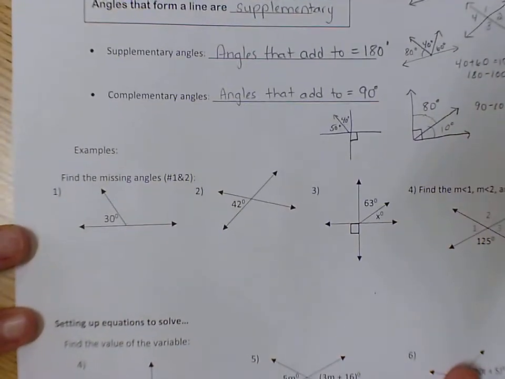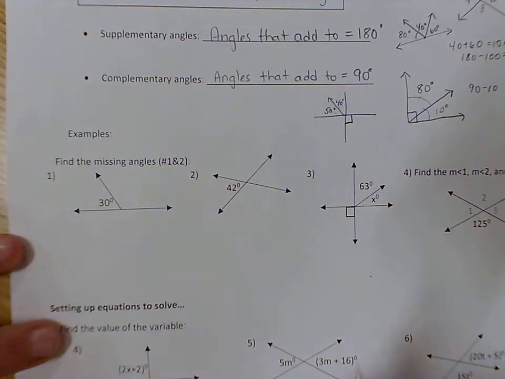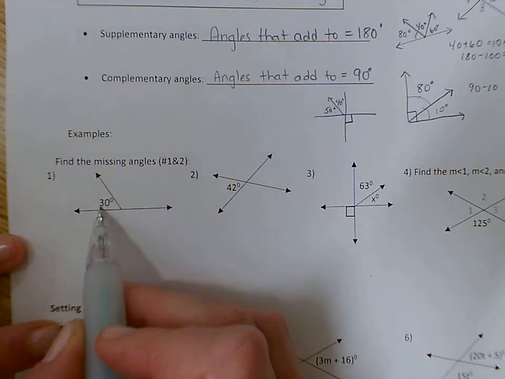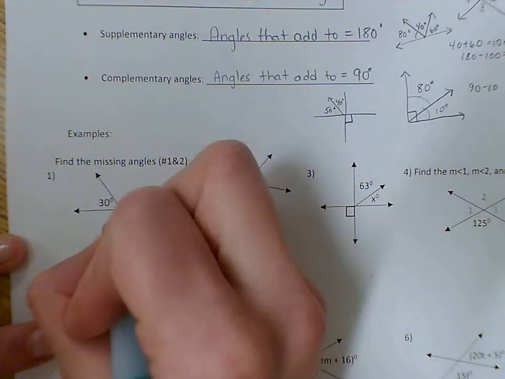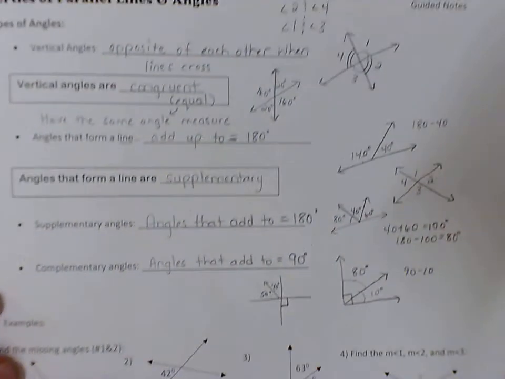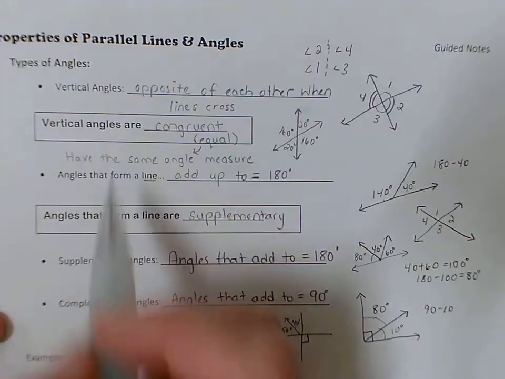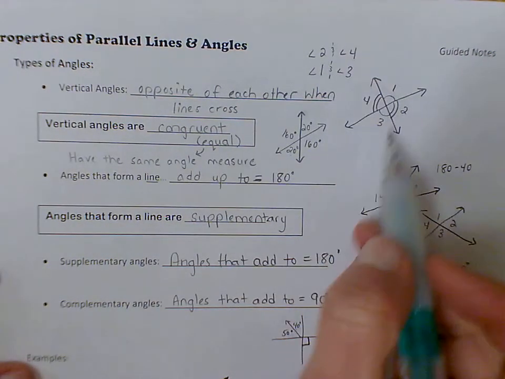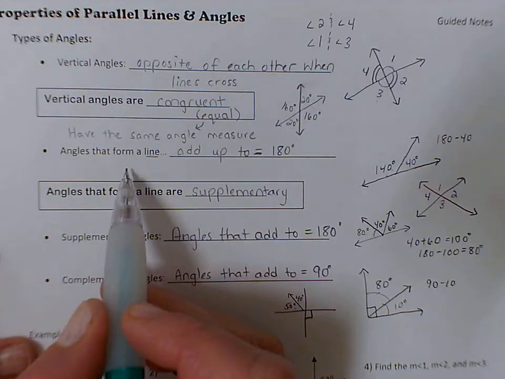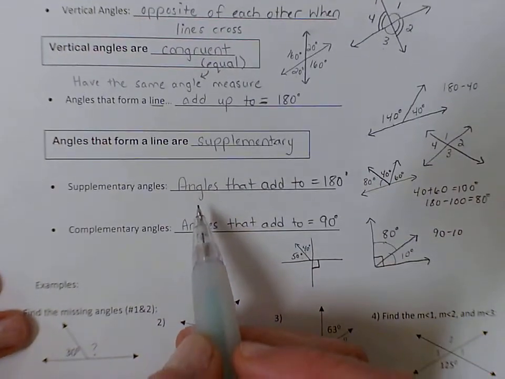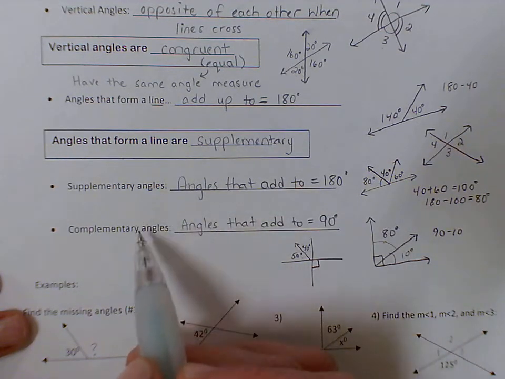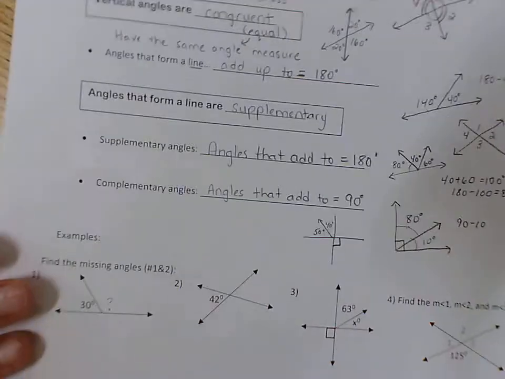Okay, so in number 1, it says that you have to find the missing angles. So they give you this angle, and then you have to find this one. So we're looking, what is the measure of that angle? Well, think about all the stuff we talked about up here. Which scenario is going on? Do we have lines crossing with angles opposite each other? Do we have angles that are forming a line? Or do we have something like this? Do we have just angles forming a line that are supplementary? Or do we have angles that form a 90-degree angle?